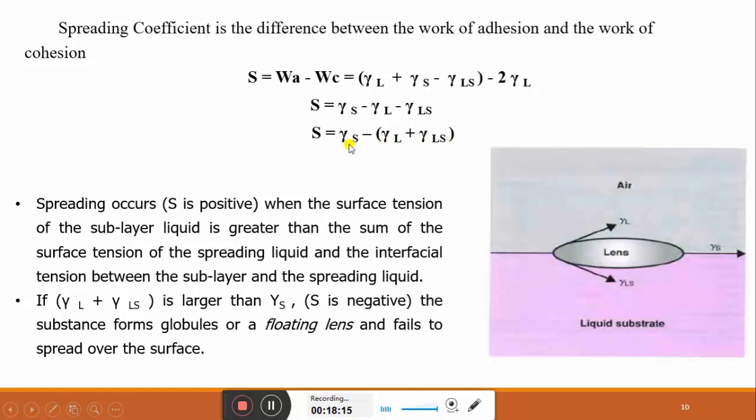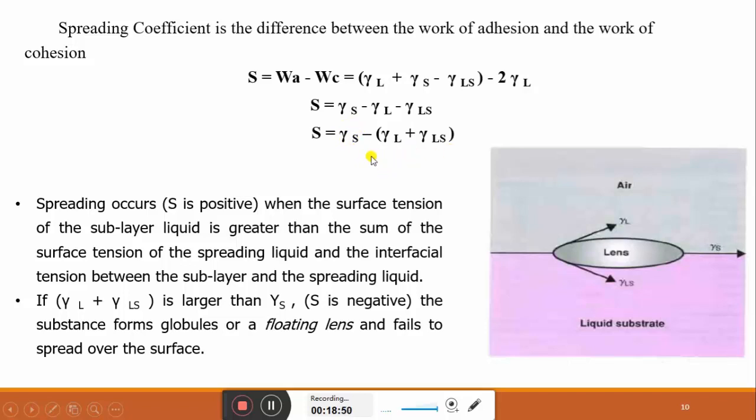Gamma S stands for the surface tension of the sublayer of liquid. Gamma L stands for again the surface tension of the spreading liquid, and gamma LS is the interfacial tension between the spreading liquid and the sublayer of the liquid. So this equation indicates that if the value of spreading coefficient is positive, then only spreading takes place. That means it is necessary that the value of gamma S should be greater than gamma L plus gamma LS.